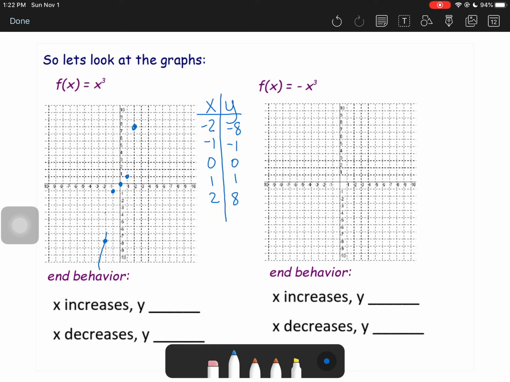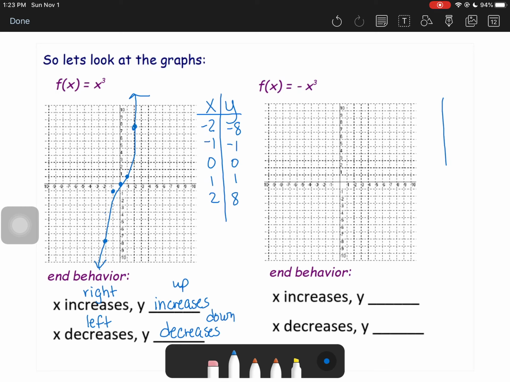This is the graph of a cubic function. Put arrows on both ends. It kind of looks like an S. It's a little bit bent. As x increases, or going to the right, y also increases, which is going up. As x decreases, or going to the left, y also decreases, which is going down.